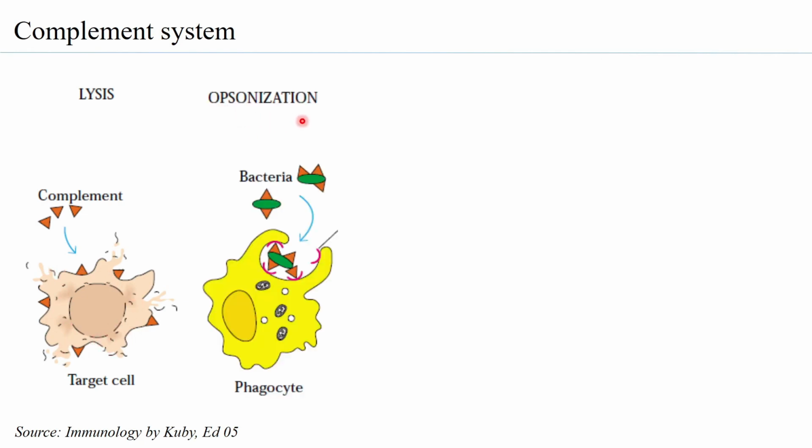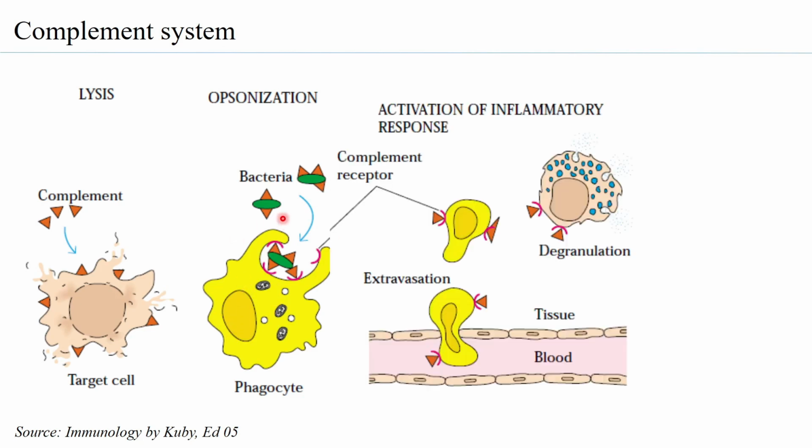Then it carries out a phenomenon which is called opsonization. So when the complement binds to the bacteria, or if the component binds to a target cell, then that target cell or bacteria becomes more palatable for phagocytes. When you say palatable, it means it becomes more tasty. As an opsonin, it is tastier for the phagocytes. So it is able to recruit more phagocytes to enable engulfing and destroying the bacteria.